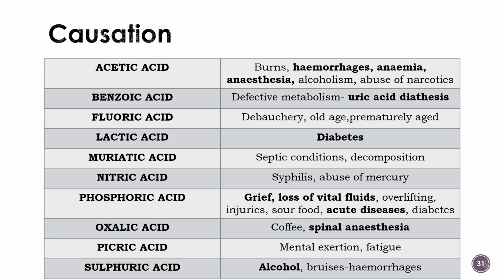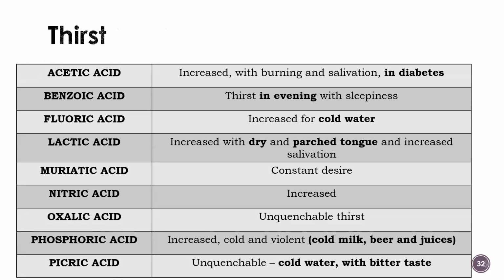Oxalic acid, spinal anesthesia and coffee. Picric acid, mental exertion and fatigue. Oxalic and picric both have very sensitive spines. Okay. Yeah, I'll deal with it later. Oxalic acid, I'm going to deal with later. Okay. And sulfuric acid, alcohol, a very good remedy for bruises. Sulfuric acid, where there is excessive bleeding, you can think of sulfuric acid. Okay. So that is causation. Next, we'll go to thirst.